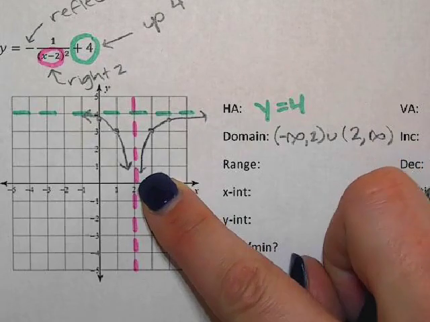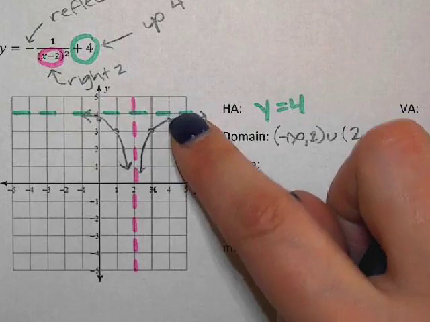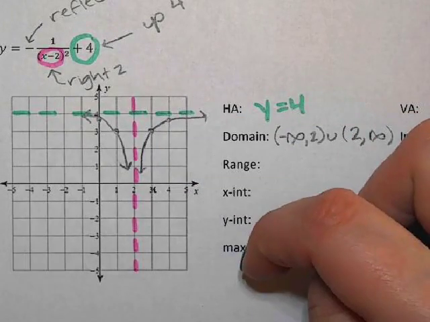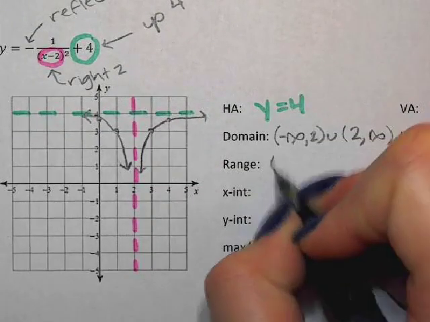Okay, how about the range? No, it wouldn't use 2 because that's an x value. We're going to use 4. And is it everything above 4 or everything below 4? Below. So we're going to say negative infinity up to 4, and that's it.